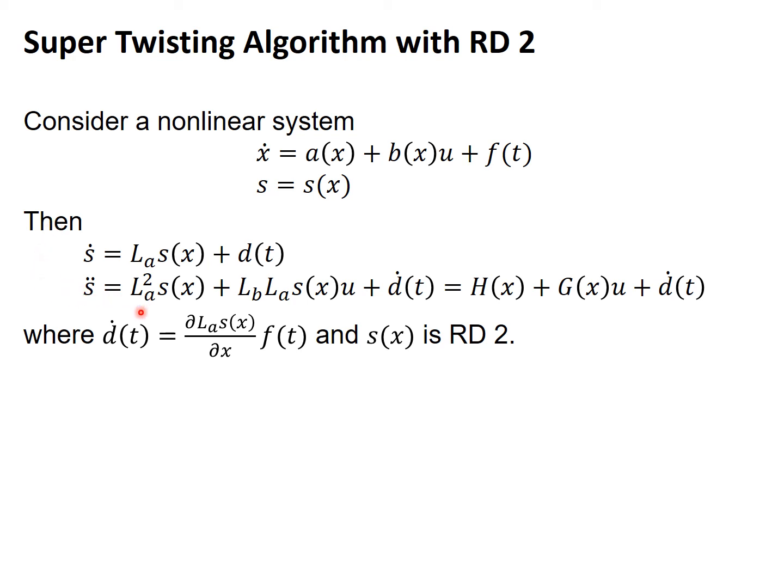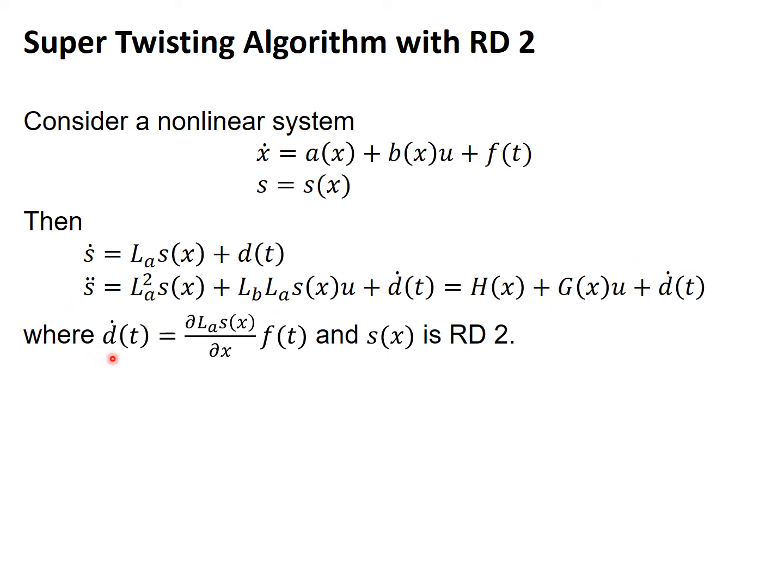In S double dot we will have this form coming in, and this chain of Lie derivatives will be non-zero. So then you can come in the second derivative of S. That's why it becomes RD2 in nature. So now your capital H(x) is this and your capital G(x) is this, and there is another D dot(t) which is coming here. So this form has come from the system.